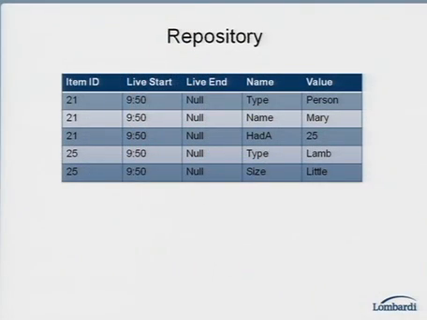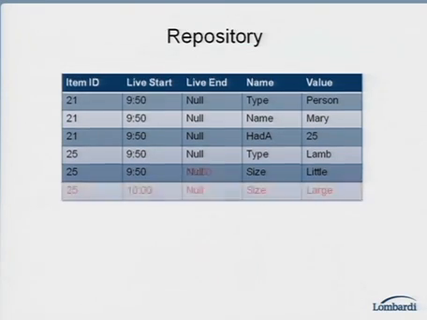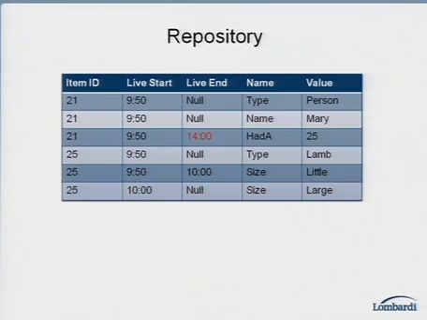Now we're going to imagine that, of course, the lamb gets bigger. So at 10 o'clock, it's going to be a large lamb. And all we have to do for that is to write a live end value in of 10, so that the size of little was valid from 9:50 to 10 o'clock. And we now have a new value of large, which is valid from 10 o'clock onwards. We can do the same for the header property. If she loses the lamb at 2 o'clock in the afternoon, we just end date that row. And now if we look at the table after 2 o'clock, we no longer see that header property. So we just see basically Mary.